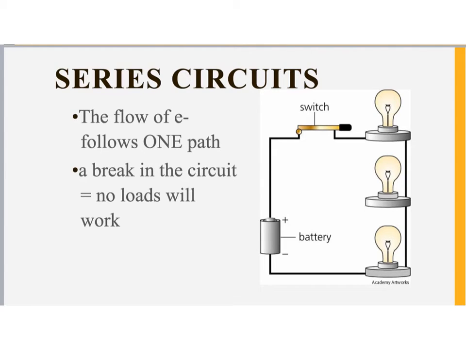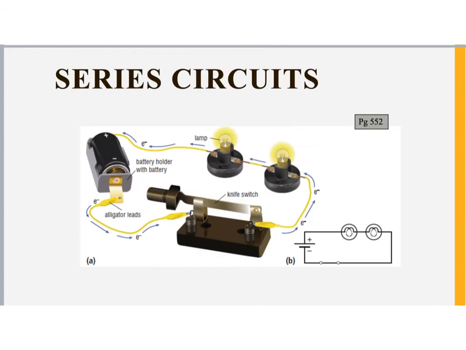So if this switch were to be opened, or one of the light bulbs were to burn out, then everything in this circuit would stop working, because the circuit would then be incomplete because electrons would not be able to flow past that point. These diagrams are taken from page 552 in your textbook.